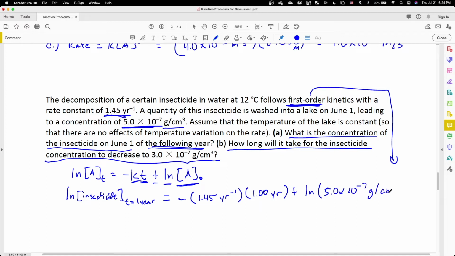Grams per cubic centimeter. Okay? So what that means is that all you have to do is carry out this math right here, and it will give you the insecticide concentration after a year. Okay? And so let's carry out the math.